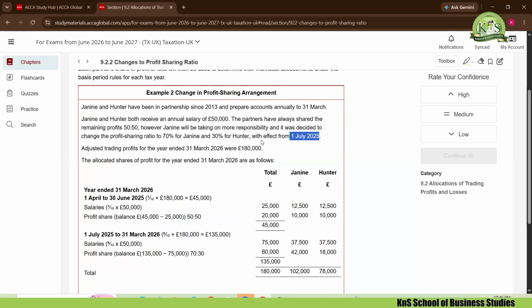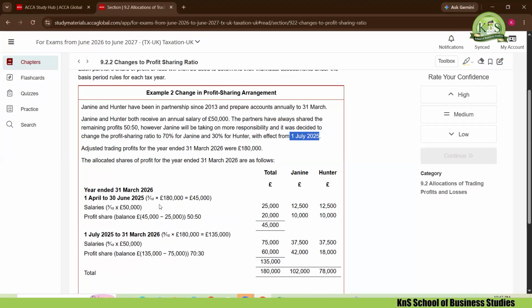Okay, now what is happening is that right after May, June, after 2 months, they have decided to change the ratio. So we will also do the question in two parts. We will do it according to the dates. So adjusted trading profits are 180,000. Now let's see what the question has done. They have done this into two parts.